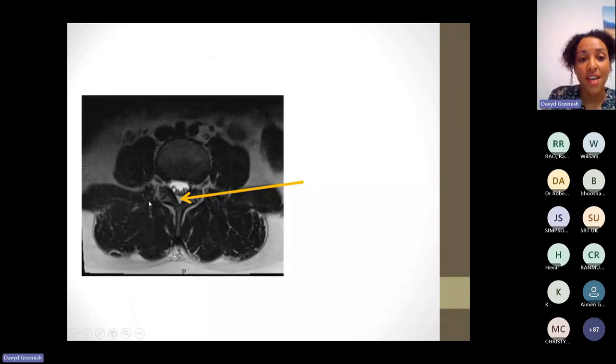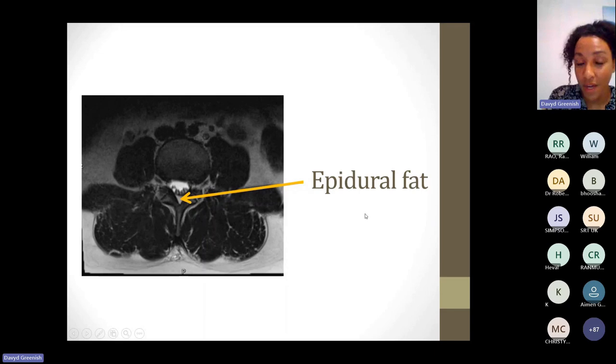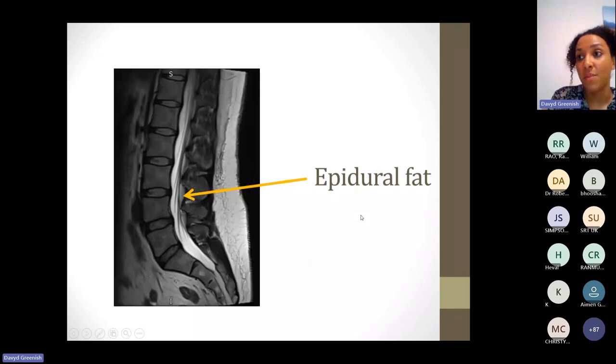Another tricky one is this area just posterior to the spinal canal. We've got some bright signal, but it's not as bright as CSF. A lot of people might think, oh, that's just CSF flowing into that little recess there, but actually this is epidural fat, and they do like to ask this, and they like to ask it in the sagittal plane as well. So this is a sagittal view of the epidural fat.